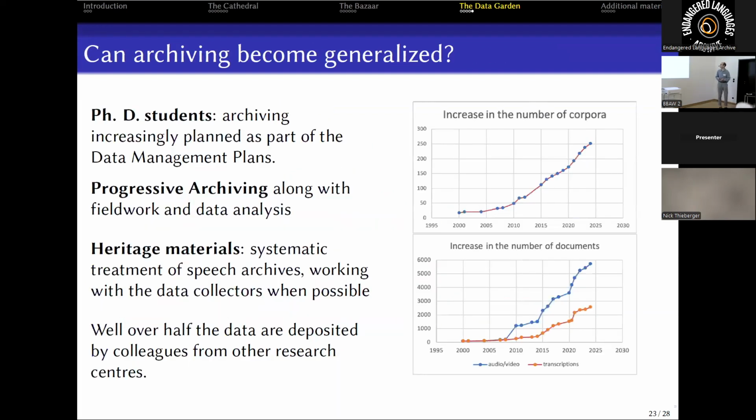Last but not least, this is the last slide. So how are we doing? Are we happy with what we do, or can archiving become generalized? And the news is reasonably good. Without forcing people into a pipeline, saying, as a member of Lacito, thou shalt do this or that, there's progress for PhD students and for heritage materials, and also transcriptions do come in, not just raw data. So I should stop now.